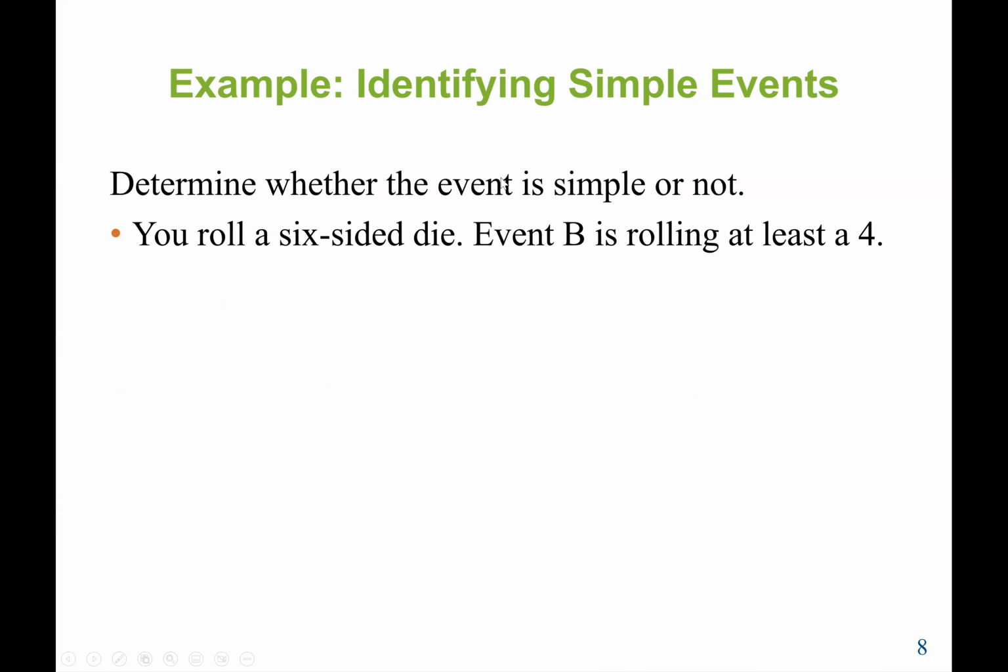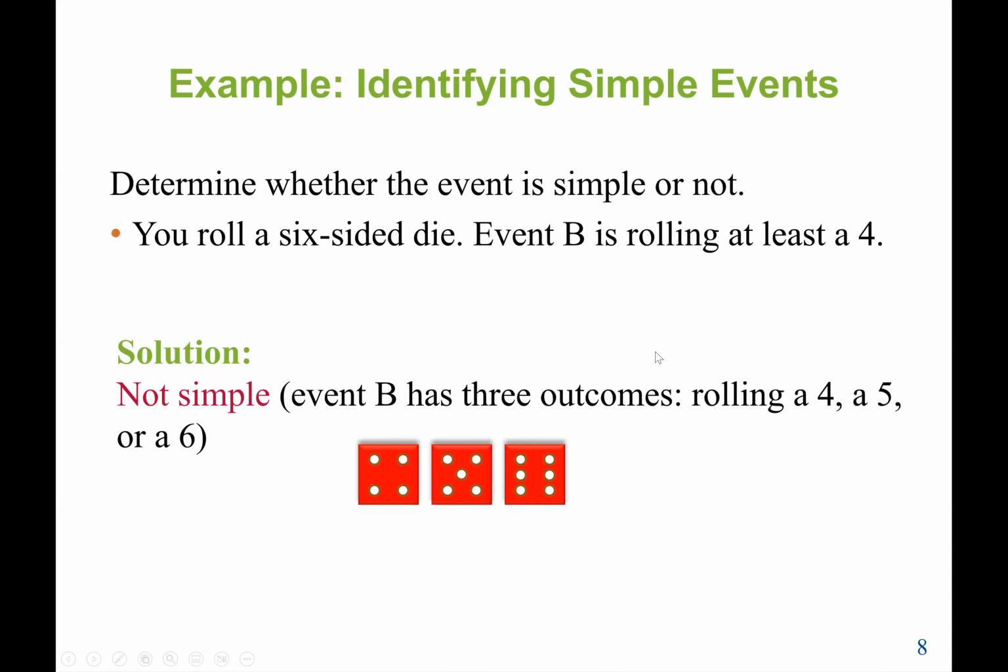So here they say we should identify a simple event. Determine whether the event is simple or not. You roll a 6-sided die, and event B is rolling at least a 4. So this is not simple. The reason why we say at least a 4.